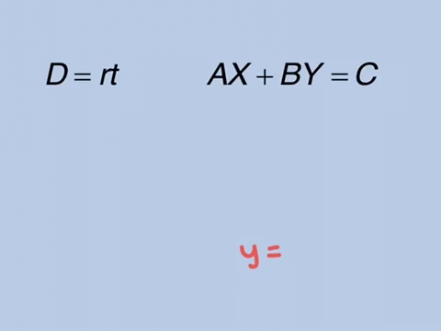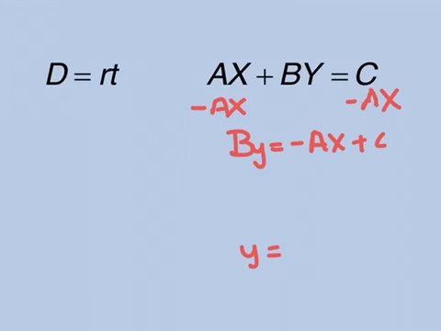So we're going to do the same steps we did before. We're going to start by subtracting the ax because it's being added. So we end up with by equals negative ax plus c. Now I write negative ax plus c because it looks like mx plus b. If you wrote c minus ax, that would be perfectly fine.